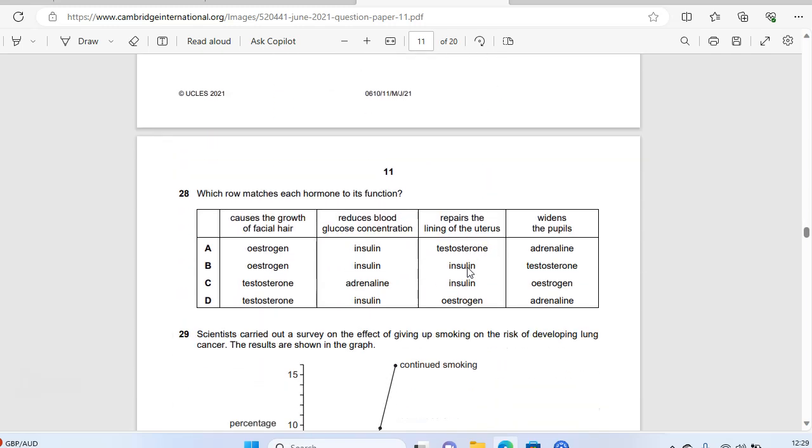Question number 28 is here. Which role matches each hormone to its function? Causes the growth of facial hair in men, testosterone. Reduces blood glucose concentration, insulin. Repairs the lining of the uterus, estrogen. Widens the pupils, adrenaline. So find out the right answer. D is the right answer.